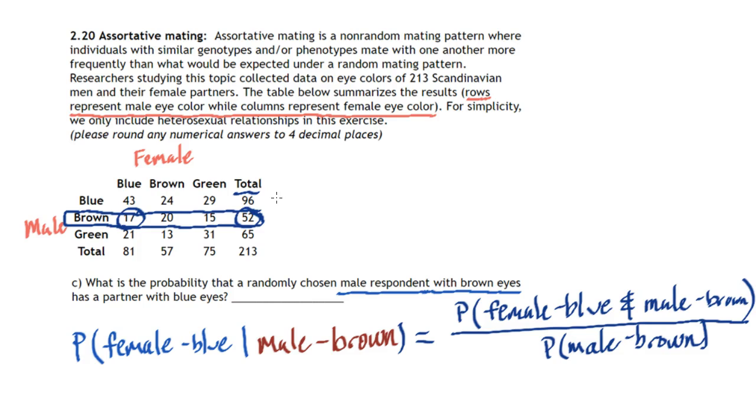So that's how you approach this. We know that the male has brown eyes, and we want to figure out what's the probability that the female has blue eyes. So we'll use this given information, and you end up just getting 17 over 52.